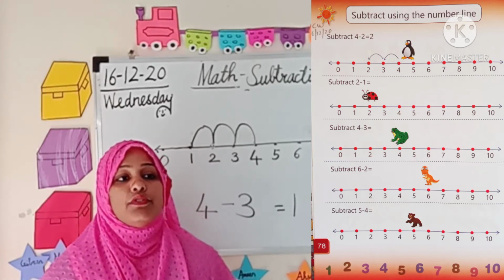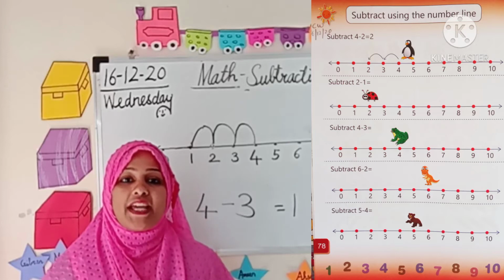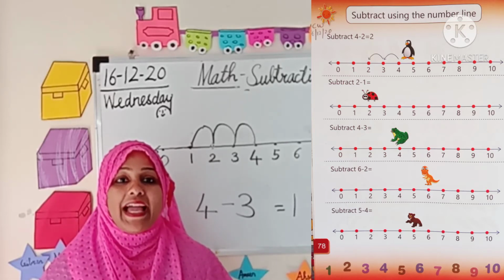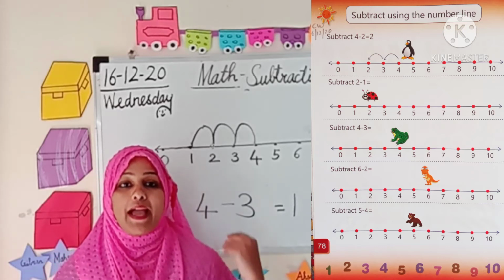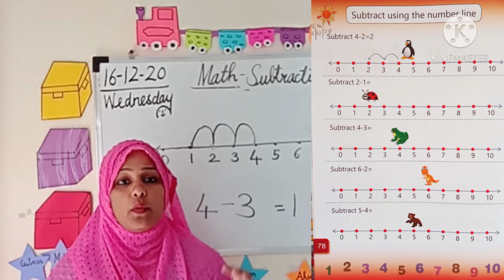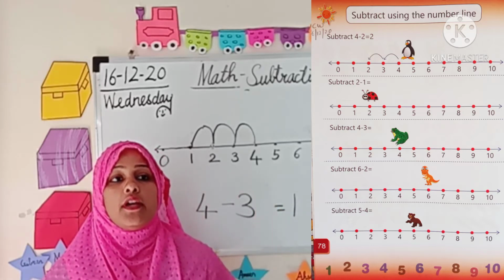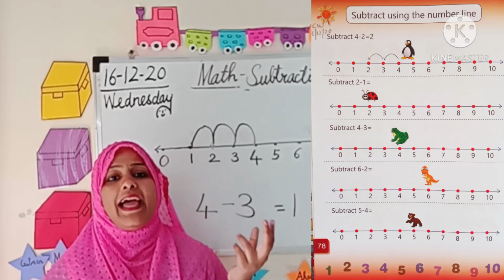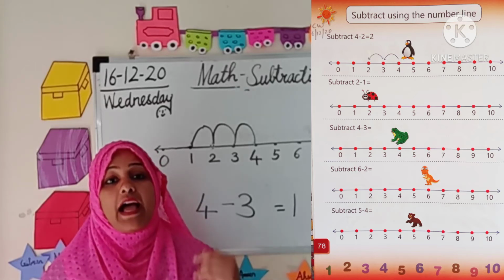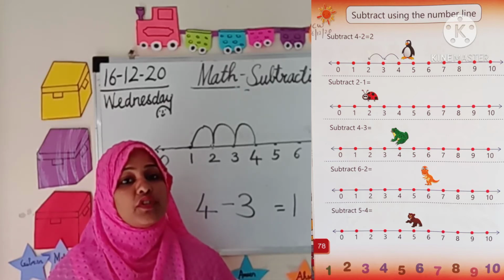The first sum given over there is 4 minus 2. Here there is a picture of a penguin and she is moving backwards. She has taken 2 jumps. The penguin was standing on number 4. Later she took 2 jumps and finally she reached the number 2. So here the answer is 2. We'll move to the next sum.